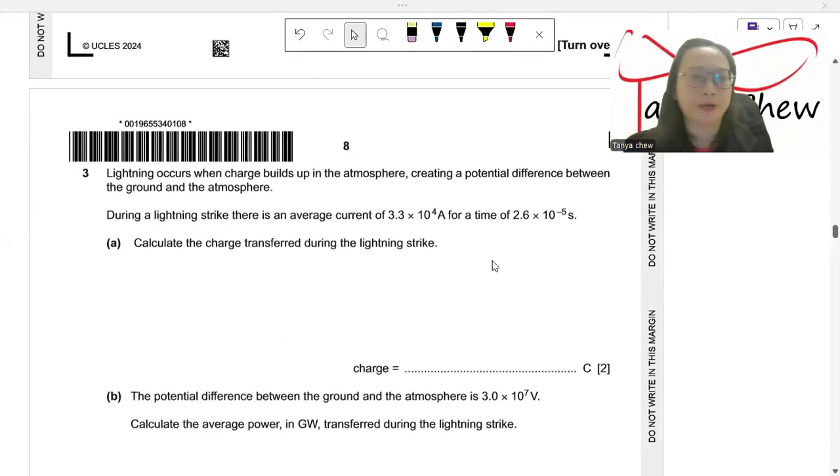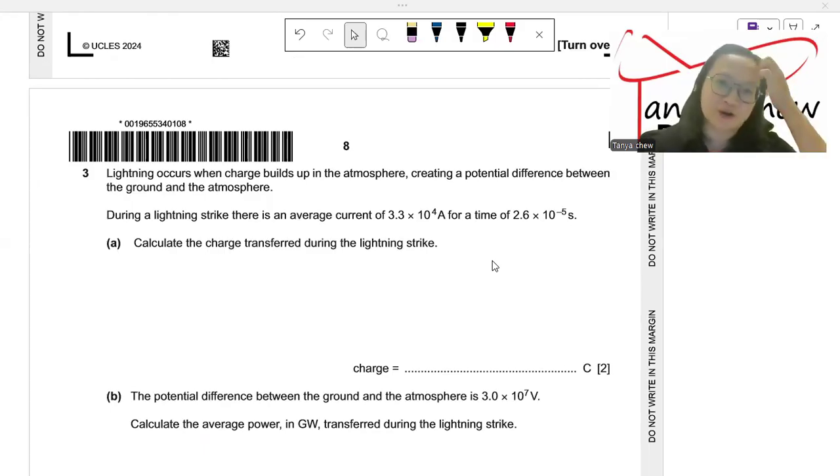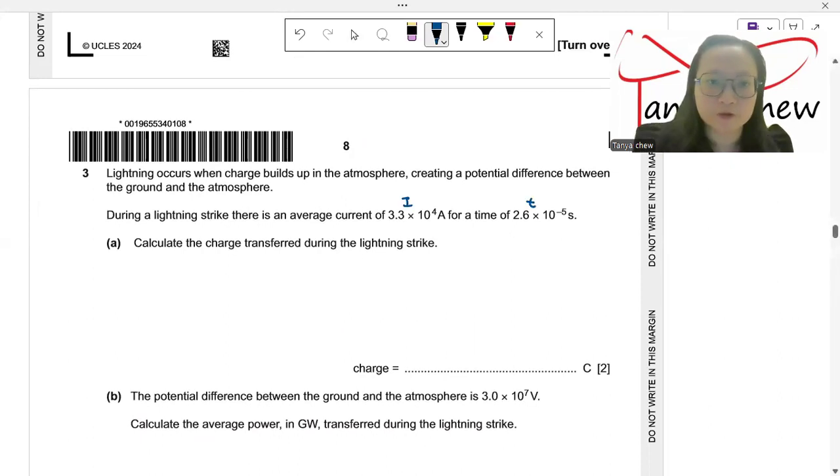Now, question number 3. Lightning occurs when charge builds up in the atmosphere, creating a potential difference between the ground and the atmosphere. During a lightning strike, there is an average current of 3.3 times 10 to the power 4 ampere for a time of 2.6 times 10 to the power -5 second. Calculate the charge transfer during the lightning strike. So I will write down whatever information is given, current is given, time is given. So to find the charge, I just calculate.